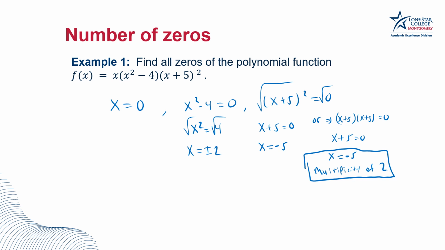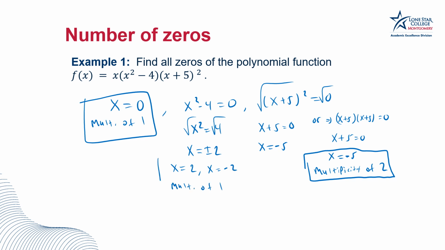As opposed to these two zeros, the multiplicity of x equals 0 is just 1. And then the plus or minus 2, because they're two separate zeros, positive 2 and negative 2, both have a multiplicity of 1 as well.